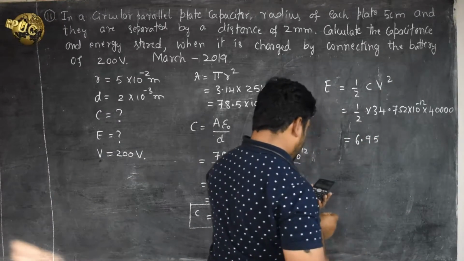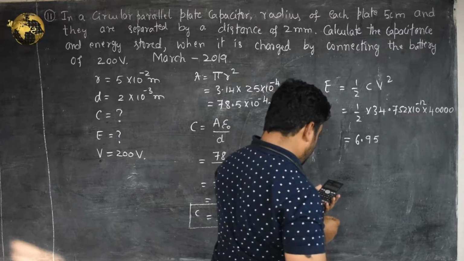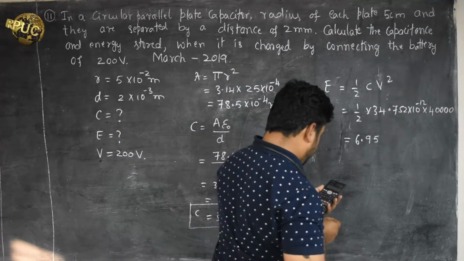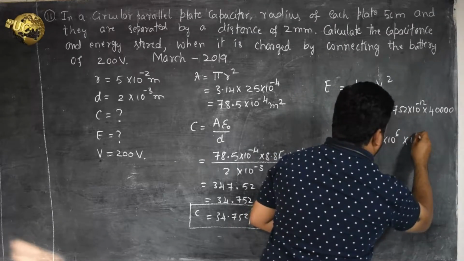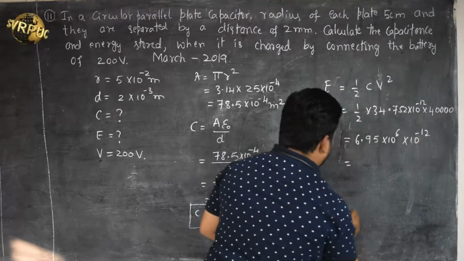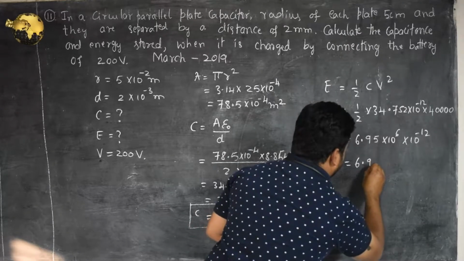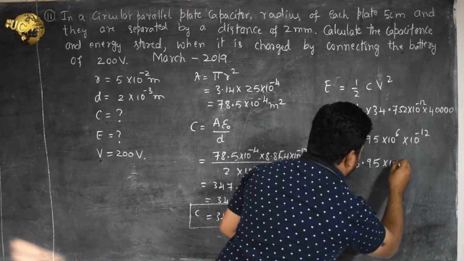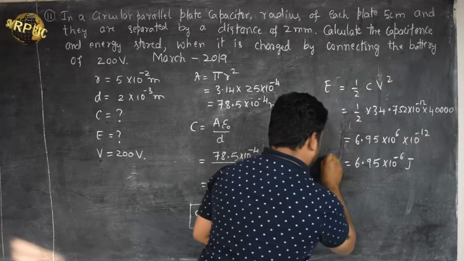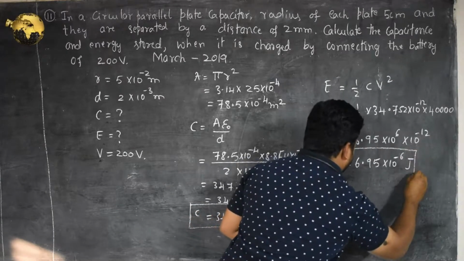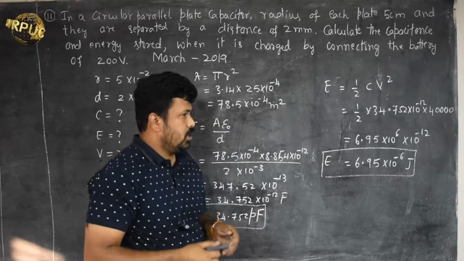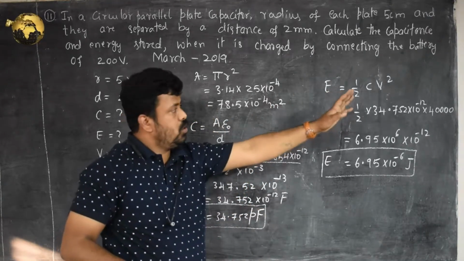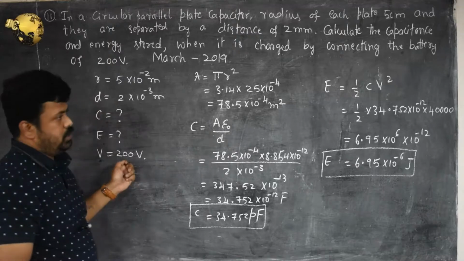6.95 into 10 to the power minus 6 joules. So this is the energy stored in the capacitor when it is connected to a voltage of 200 volt.